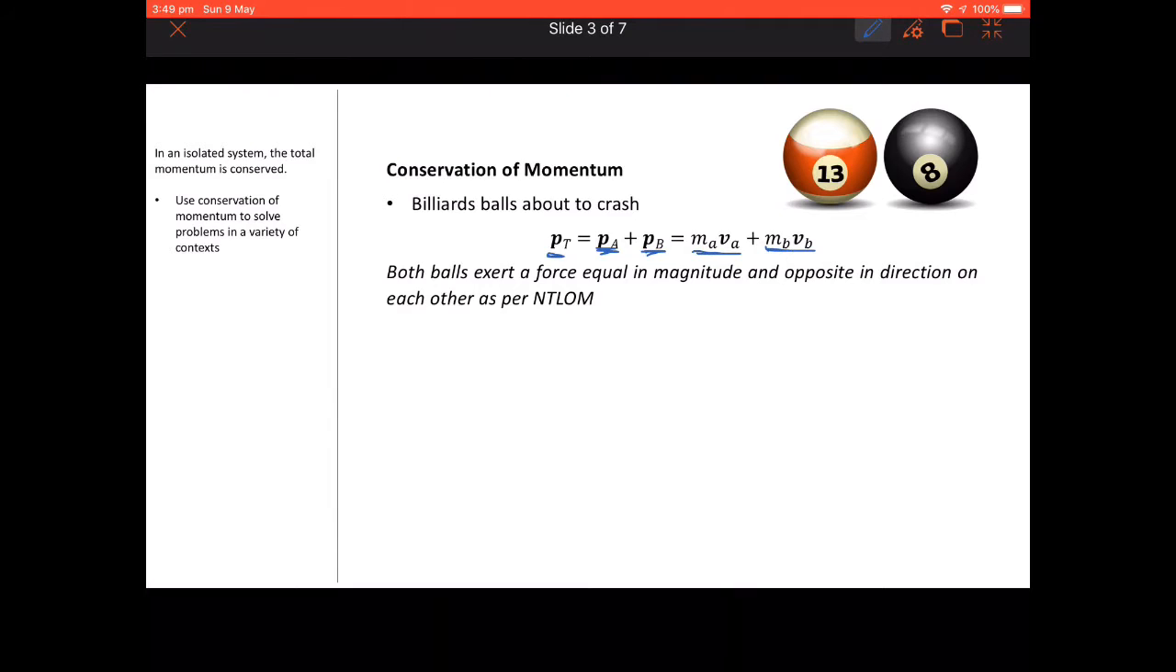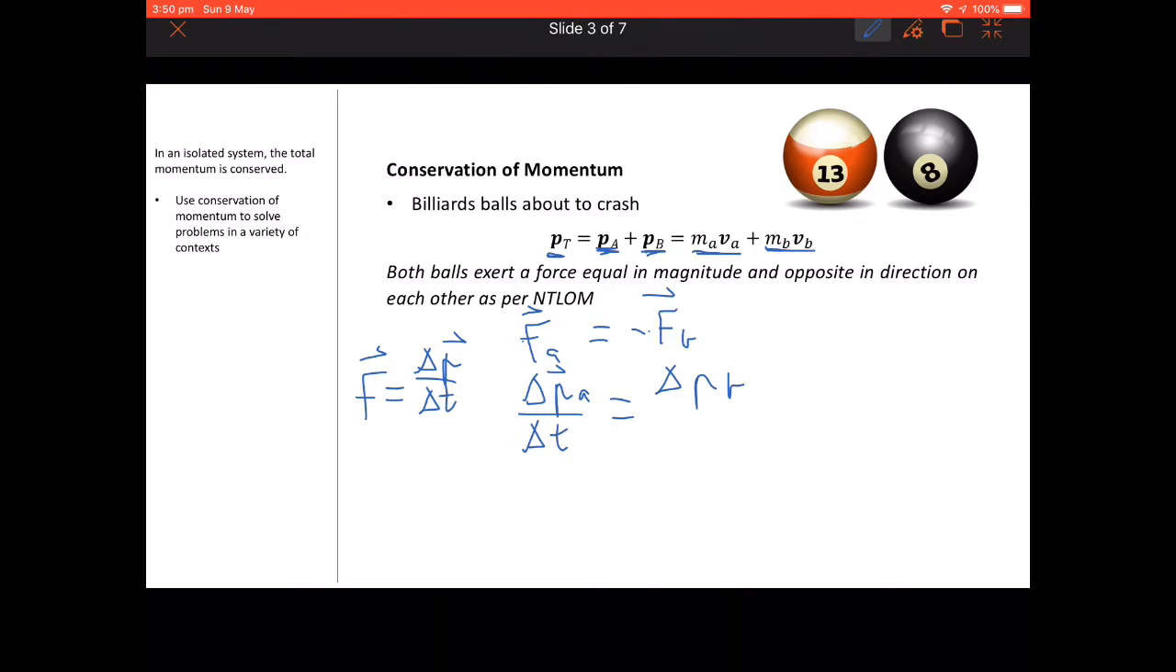Both balls exert a force equal in magnitude and opposite in direction on each other, as per Newton's third law of motion. So writing this out, that'll look like force A is equal to negative force B. We know that force is equal to the change in momentum over the change in time, or the rate of change of momentum. So the rate of change of momentum for ball A is going to be equal to the rate of change of momentum for ball B when they collide.